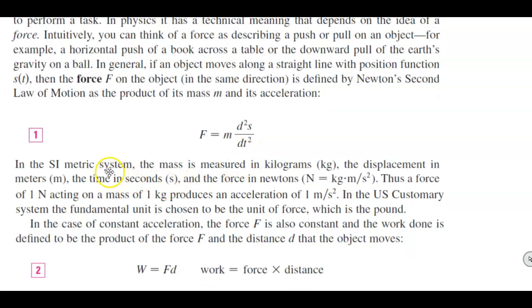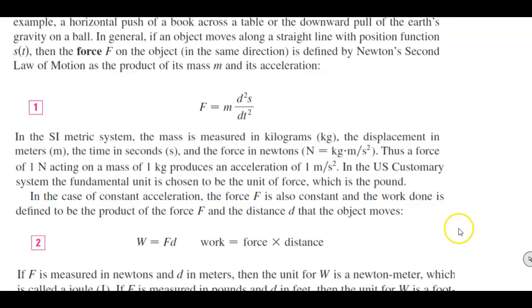Now, in the SI metric system, the mass is measured in kilograms, the displacement is in meters, the time is in seconds, and the force is in newtons. A newton is kilograms times meters per second squared. Thus, a force of 1 newton acting on a mass of 1 kilogram produces an acceleration of 1 meter per second squared. In the U.S. customary system, the fundamental unit is chosen to be the unit of force, which is the pound.